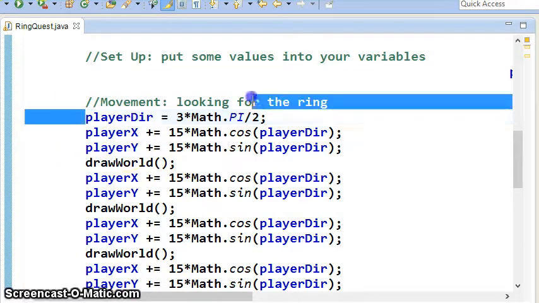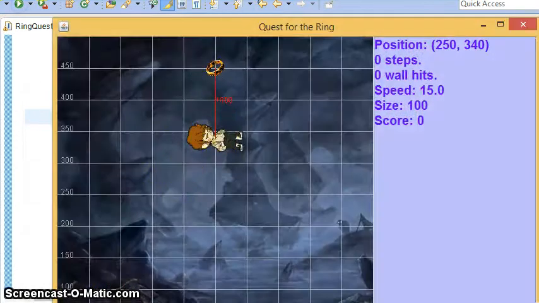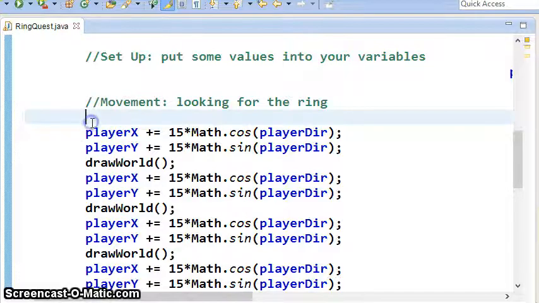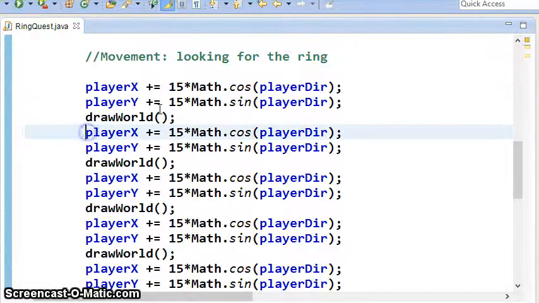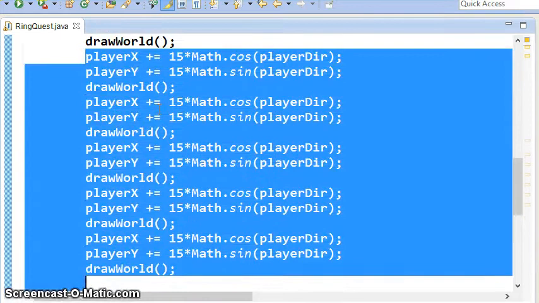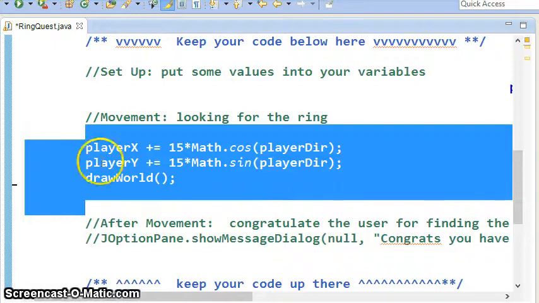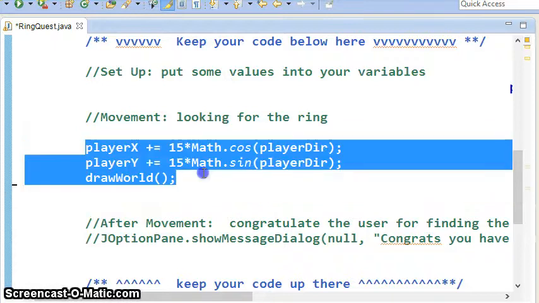Let's take this out because you already have him pointing. I really want him to be pointed towards the ring, right? And spoiler alert, you already know this, you do not want to say the same thing a million times. That is silly. If you want to repeat those 3 lines of code, you're going to need a loop. So momentarily we're going to put a loop into here.